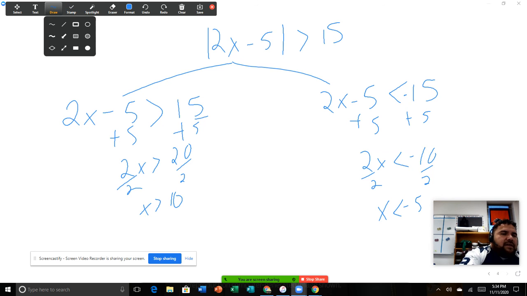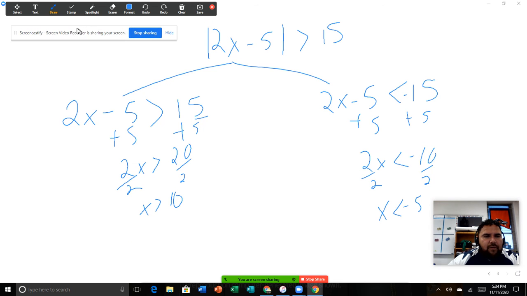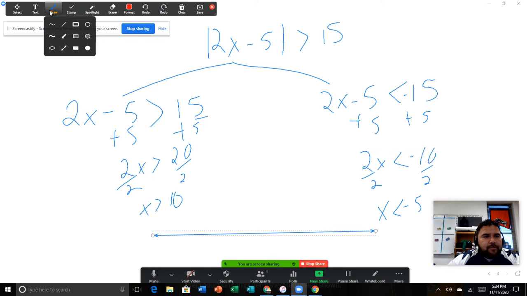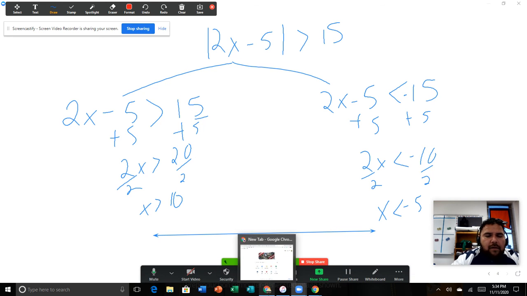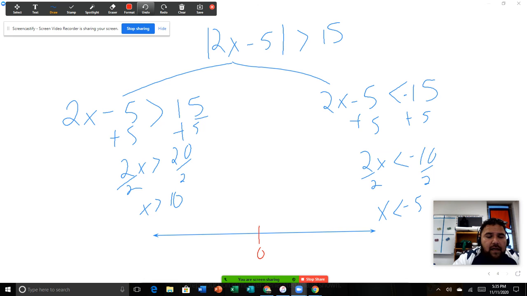Let's draw number lines. Always draw number lines, even if it's not there for you, right? Even if it's not there for you, drawing number lines is going to be so beneficial, okay? So here I'm going to draw my number line. Here I'm going to put 0. Oops, that's not even in the middle. Here I'm going to put 0. Here I'm going to put negative 5. And here I'm going to put positive 10.